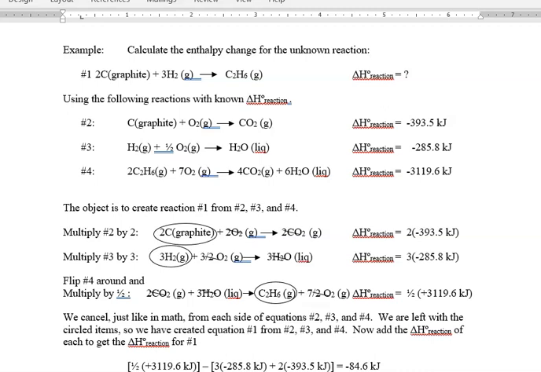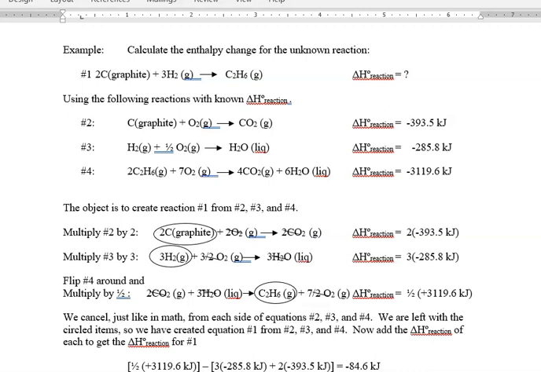So you want to find one that only appears in one reaction, and that's the C2H6. In your final reaction, which is number 1, you want to have 1 mole of C2H6 on the right-hand side of the arrow. If you look at equation number 4, you have 2 moles on the left-hand side. So what you have to do is turn equation number 4 around and multiply through by 1/2. So you want to get rid of that 2 in front of C2H6, and you want to turn it to the other side.